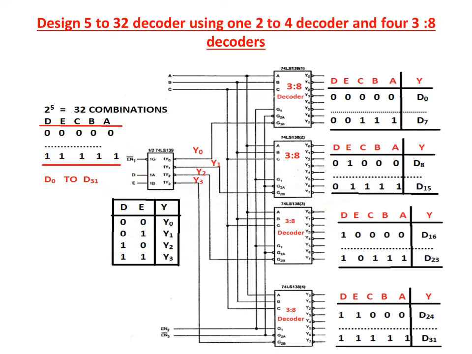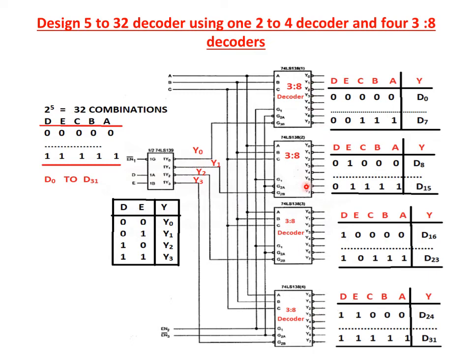Design a 5 to 32 decoder using one 2 to 4 decoder and four 3 to 8 decoders. The input is 5, so 2 power 5 is equal to 32 combinations. The total outputs are 0 to 31.